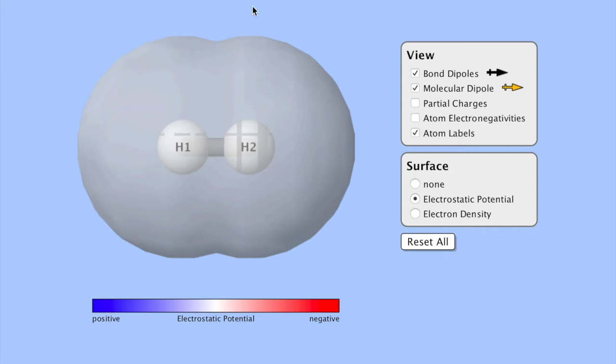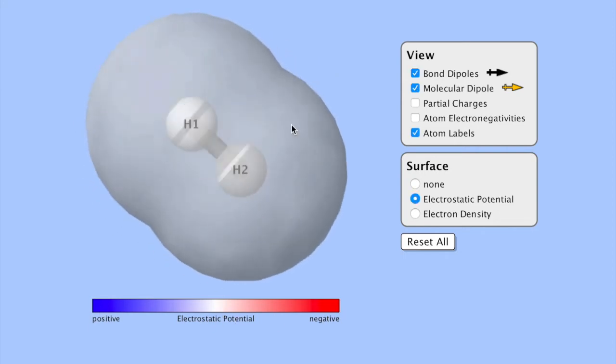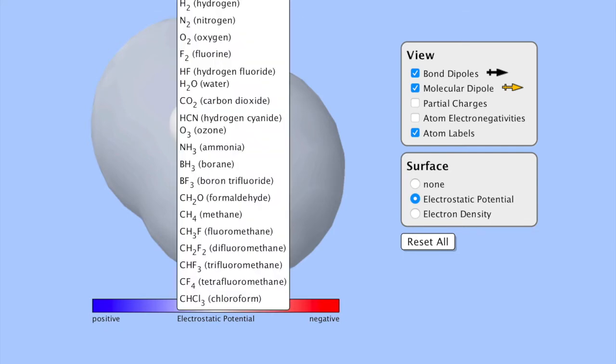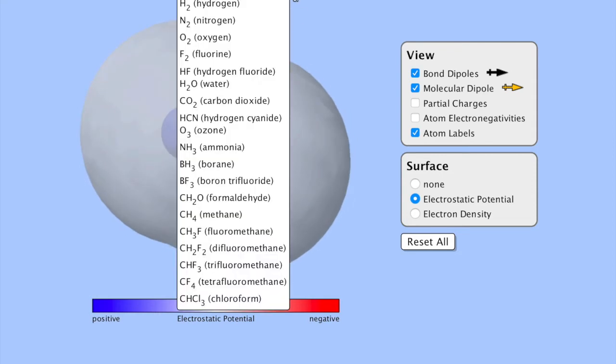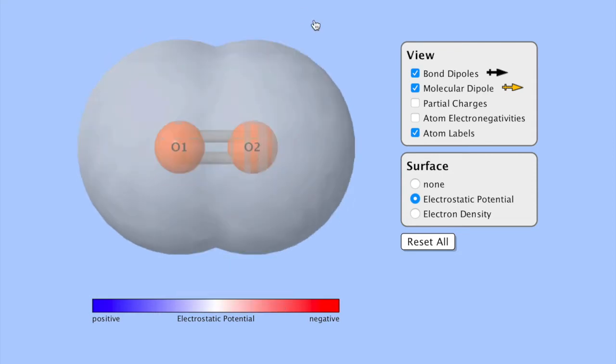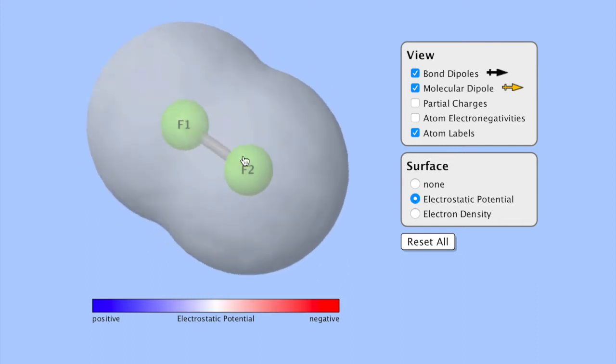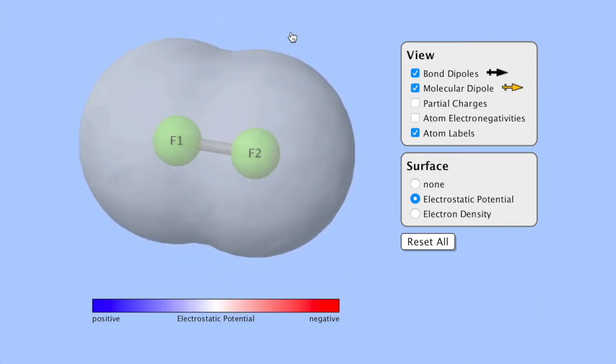Okay, so the first one we looked at was hydrogen, right? And I've displayed the electrostatic potential here. So if it's white, it's not positive or negative, it's just neutral. And you can see that there's no charge at all on H2 because they're the same atoms, right? And the same is going to be true of N2 and O2 and F2, right? They don't have any charge at all. Everything is shared completely evenly.